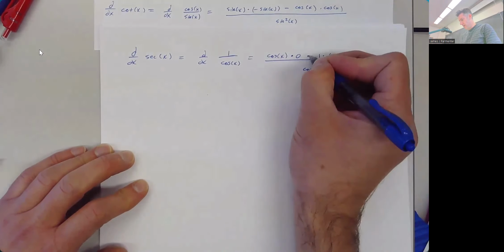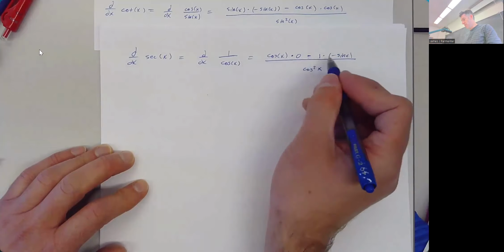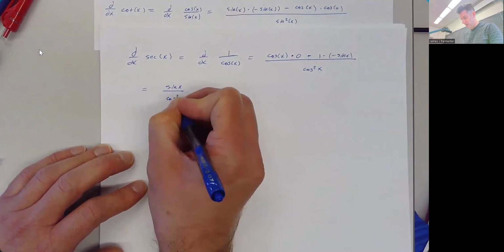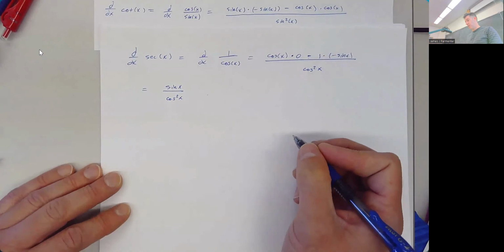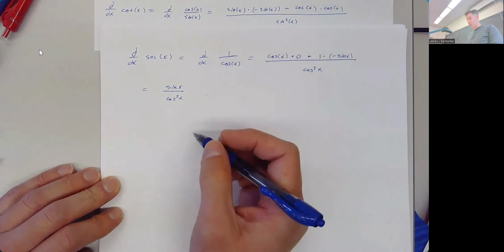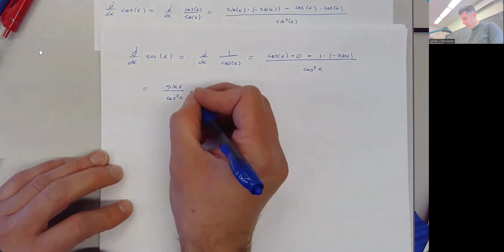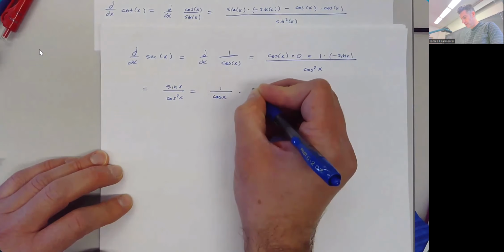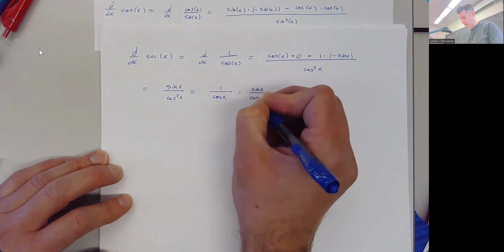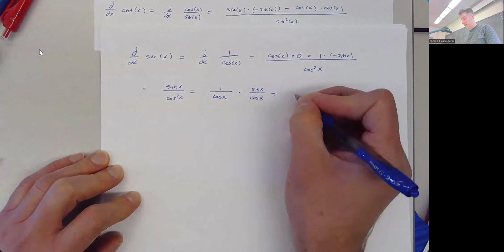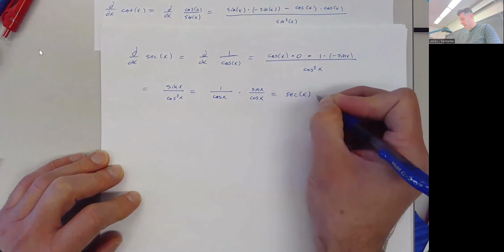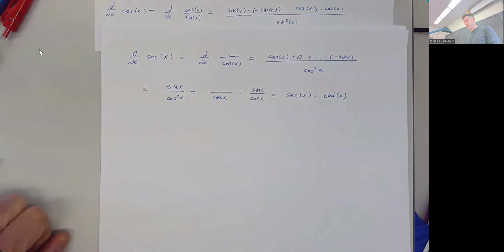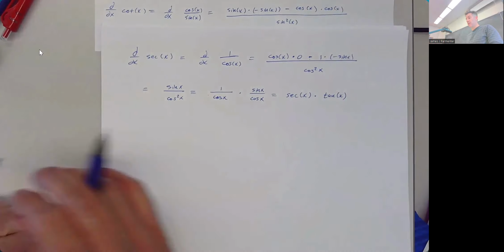Okay, let's simplify this a bit. That's just 0. Negative 1 times negative sine is positive sine. So I have sine of x over cosine squared of x. And just like we don't leave the previous one as 1 over cosine squared, we don't leave this one that way. We typically rewrite this as 1 over cosine times sine of x over cosine of x. And 1 over cosine of x is secant of x, and sine of x over cosine of x is tangent of x. So the derivative of secant of x is secant of x times tangent of x.